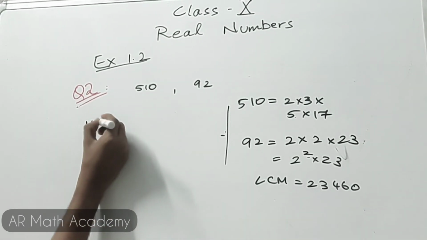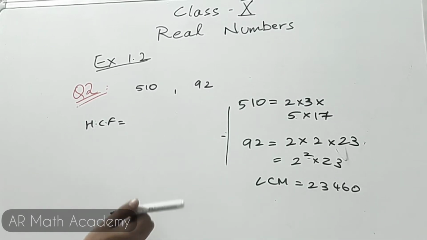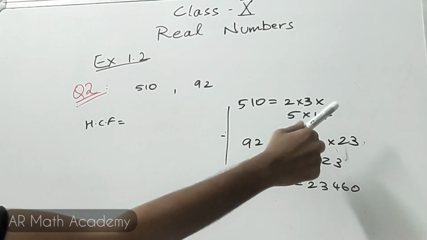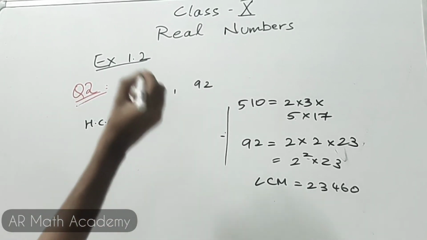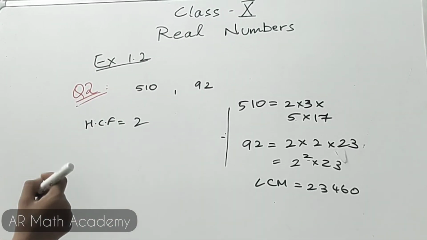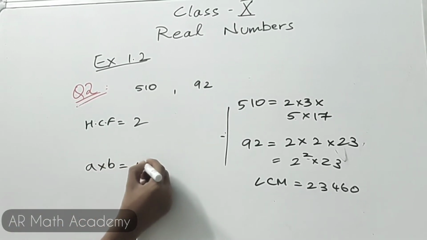And as for the HCF, we have to take the common bases over here. So what is common? 2, 3, 5, 17 and 2 square and 23. So what is common only? Only 2 is common. So HCF is 2, only 2. Then we have to prove that A into B equals HCF into LCM.